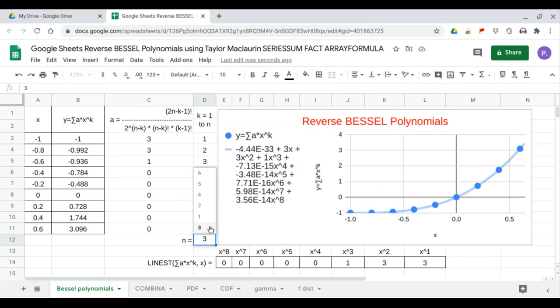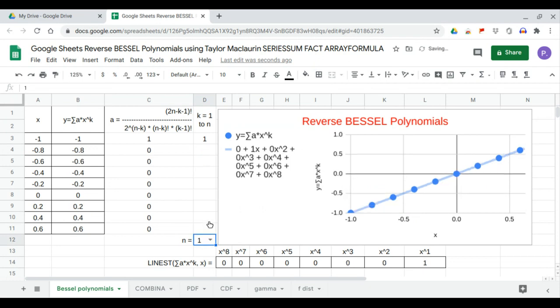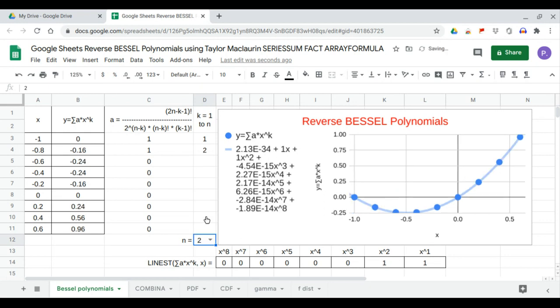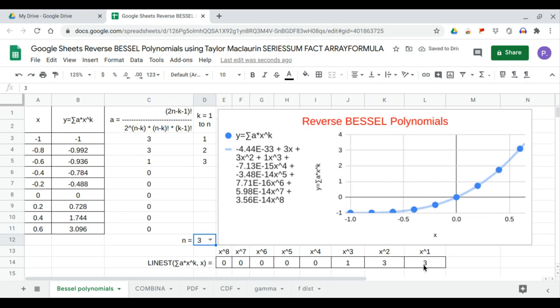So we continue, we start with 1. At n equals 1, the reverse Bessel polynomial y equals 1x. At n equals 2, the reverse Bessel polynomial is x plus x squared. So 1x plus 1x squared. At n equals 3, the reverse Bessel polynomial is 3x plus 3x squared plus x cubed.